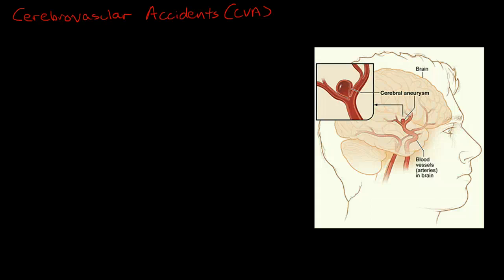In this section, I'm going to discuss the pathophysiology of cerebrovascular accidents, otherwise known as strokes. Now, there are two major types of cerebrovascular accidents. There are ischemic CVAs, and these are due to loss of perfusion. And there's two main types of these, although we really can think of three.